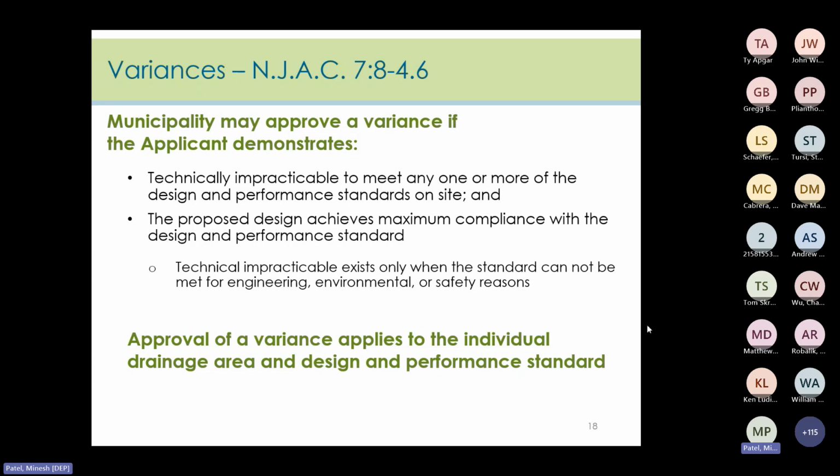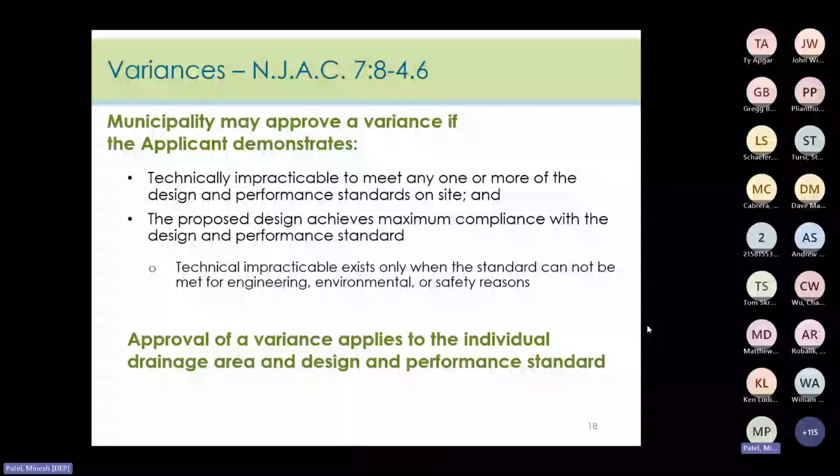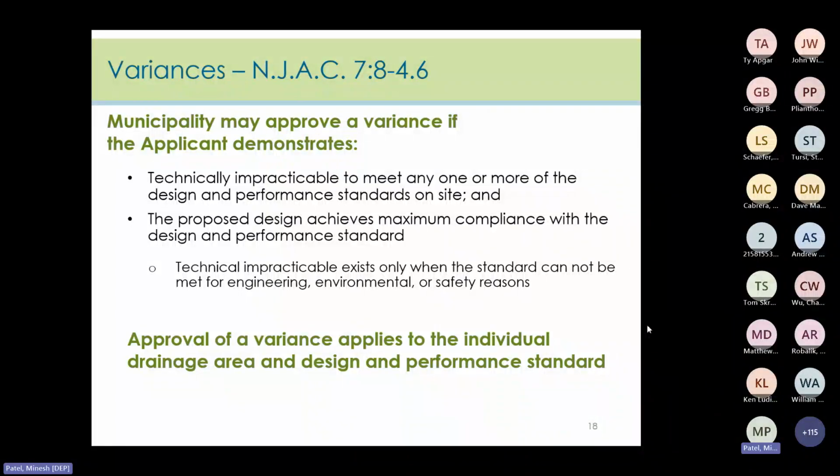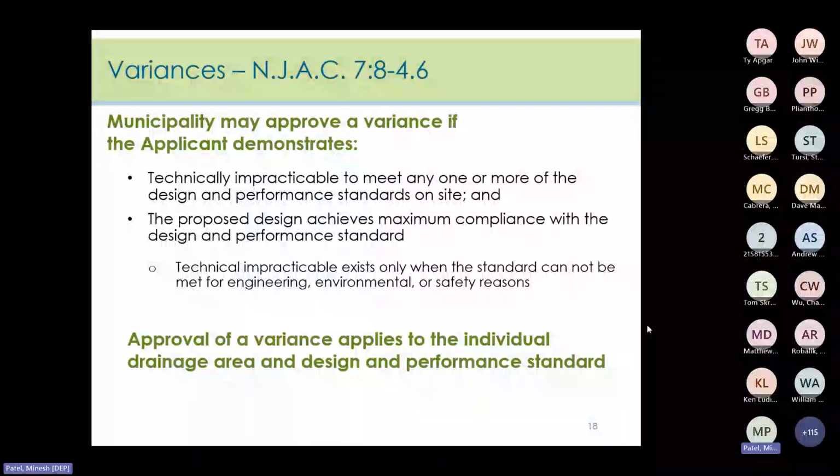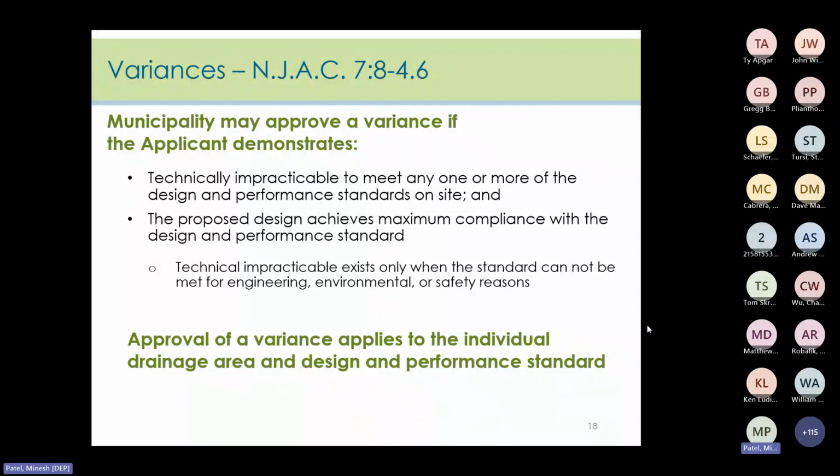Previously, there may have been a site-wide variance allowed, but now the rule located at 7:8-4.6 states a municipality's approval of a variance shall apply to an individual drainage area and design and performance standard and shall not apply to an entire site or project unless an applicant provides the required analysis for each drainage area within the site and each design and performance standard.